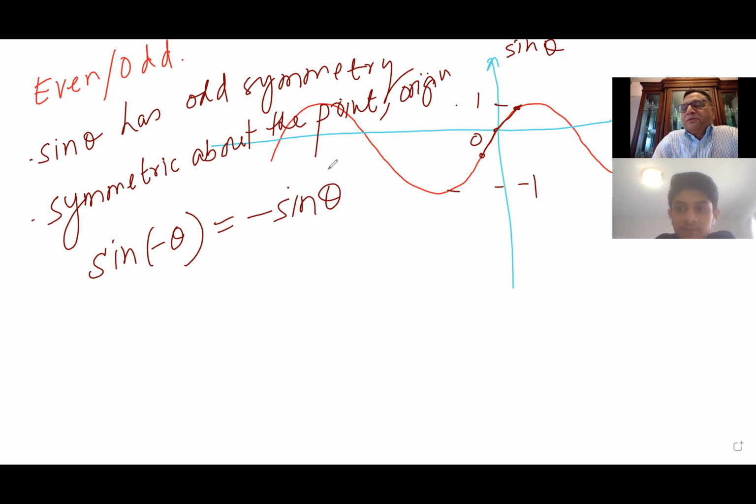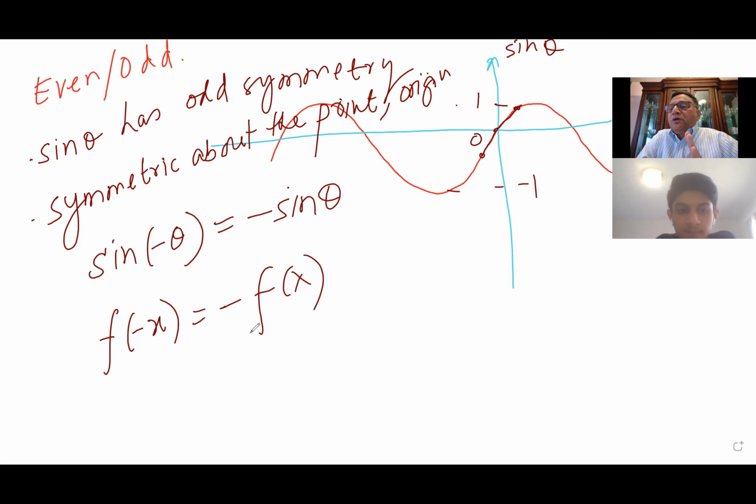That is the meaning of odd symmetry. What is odd symmetry? Odd symmetry is f of minus x equals minus f of x. You get the idea. So sine has odd symmetry. You can see it is positive here, negative here, correct? It has odd symmetry. Is that clear to you? Yes, sir. Now let's look into the cosine graph.